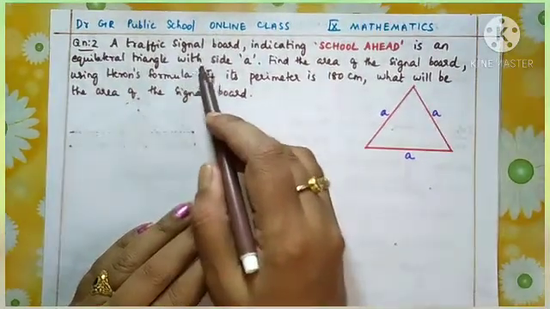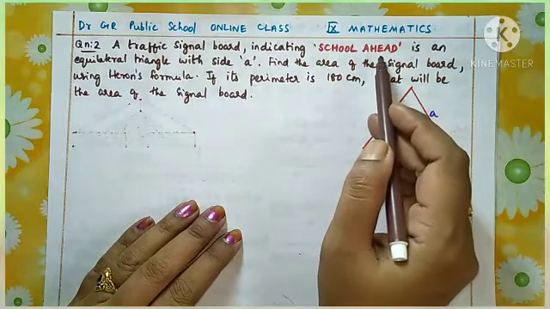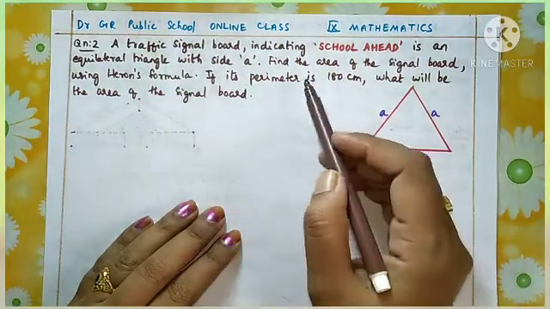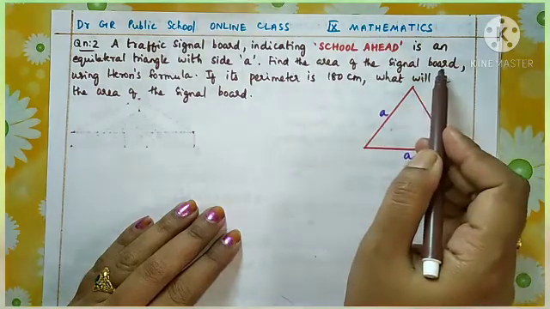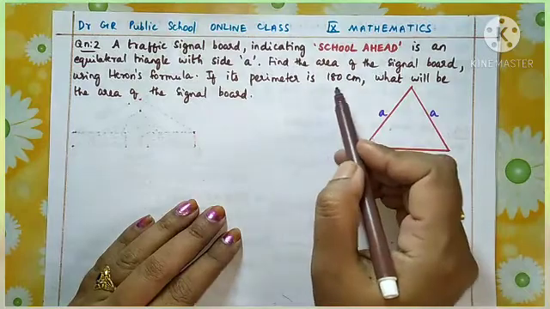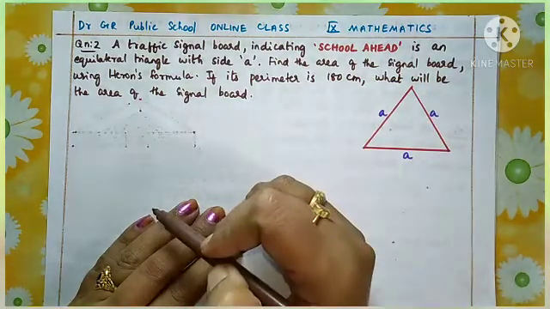A traffic signal board indicating school ahead is an equilateral triangle with side A. Find the area of the signal board using Heron's formula. If its perimeter is 180 centimeter, what will be the area of the signal board?